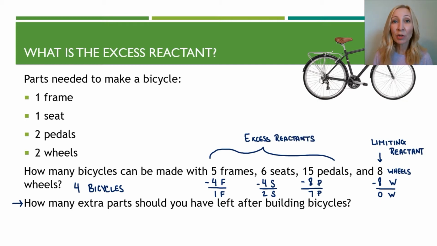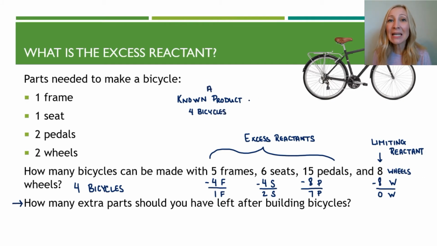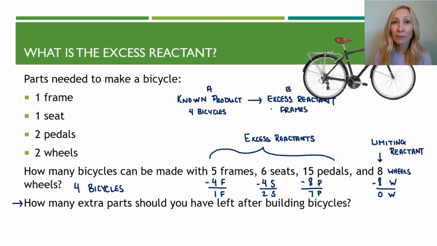Let's just jot down a real quick informal procedure here. We take our known product, let's just say it's our 4 bicycles, and we solve for the amount of an excess reactant. By the way, that known product is going to be our A. And we solve for the amount needed of one of our excess reactants. So that's going to be B. We'll just say that it's frames for the purpose of writing out a procedure. So this is going to be our 4 frames, so that will be our B. So we take the known amount of product from our reaction and solve for the amount of excess reactant needed. That's going to be our B.